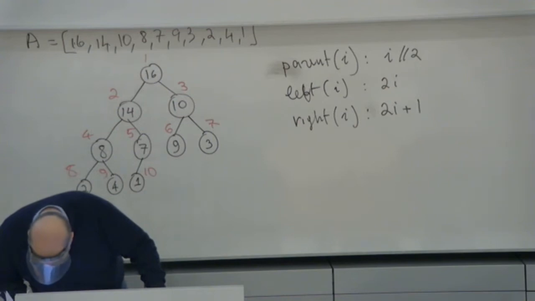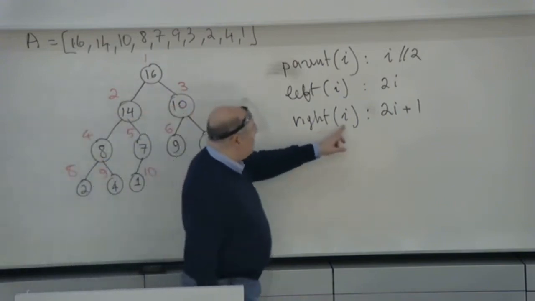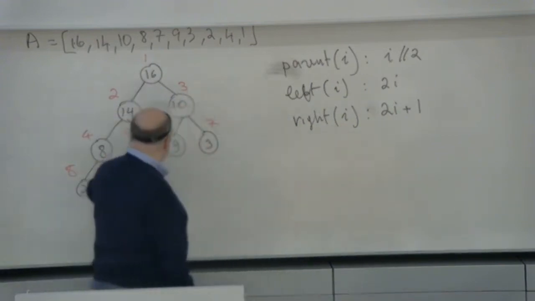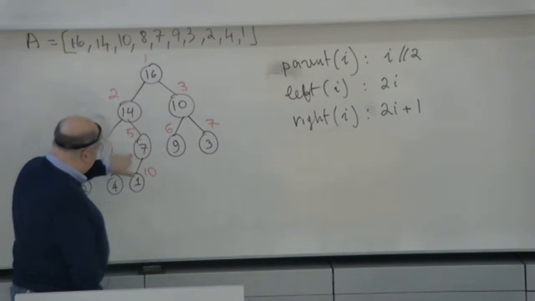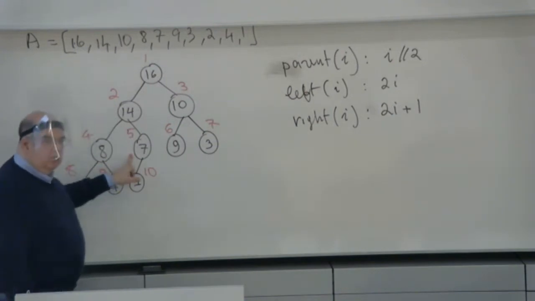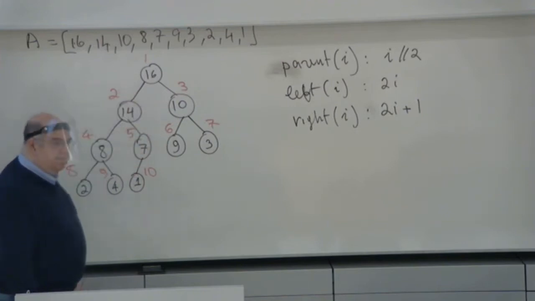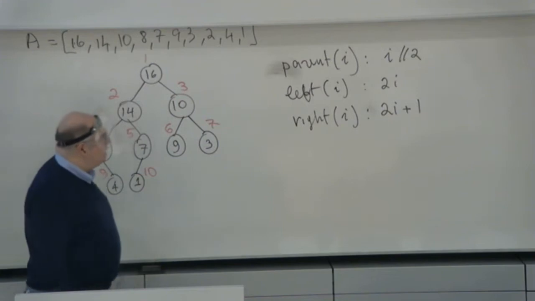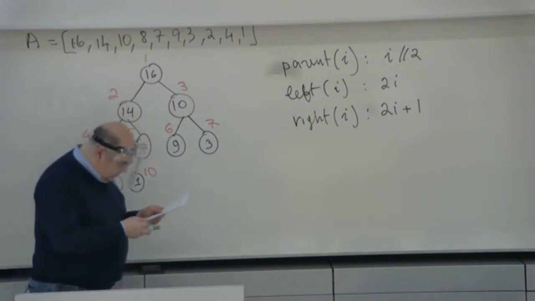Do we mean right or left relative to the position of each node, or relative to the topology of the graph? No, relative to the position of each node. So this is right of i. You take any node, say 2, and you want to get the right child, so you multiply 2 by 2, which is 4, and you add 1, and you get 5. And this is the right child of 2, so of 14. This is the way it works.